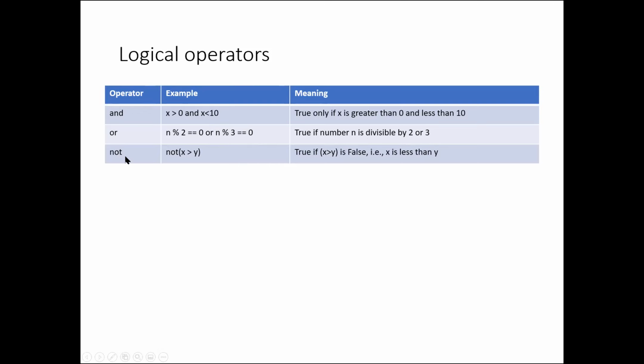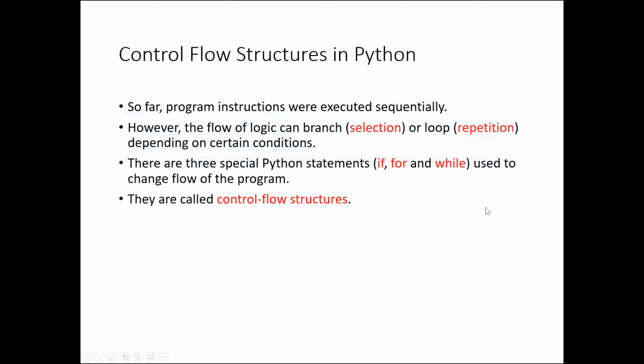And then you have a NOT operator, which you use when you want to get the opposite of anything. Now here we are checking x is greater than y. And when you put not, it means we are checking whether x is not greater than y, right? So if x greater than y is false, then x less than y is true, right?